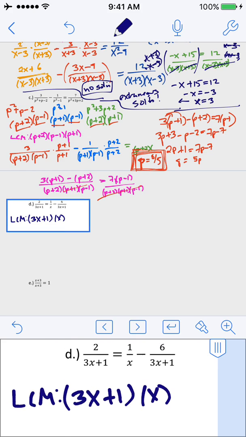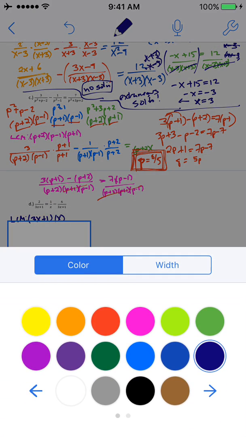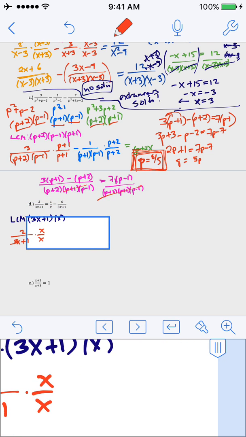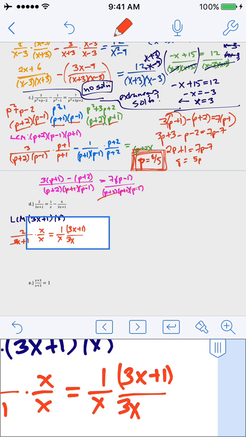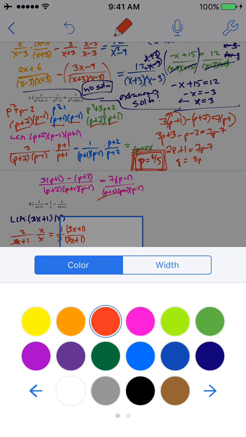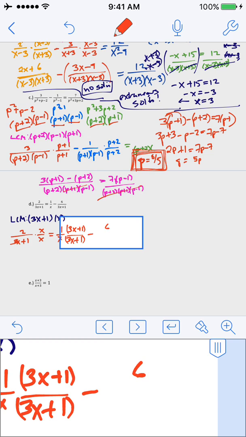Let's try changing them. So the first term is 2 over 3x plus 1. Multiply that by x over x. That's equal to 1 over x. What's missing is the 3x plus 1 over 3x plus 1. And then in the last one, minus 6 over 3x plus 1. What's missing is the x part, so x over x.